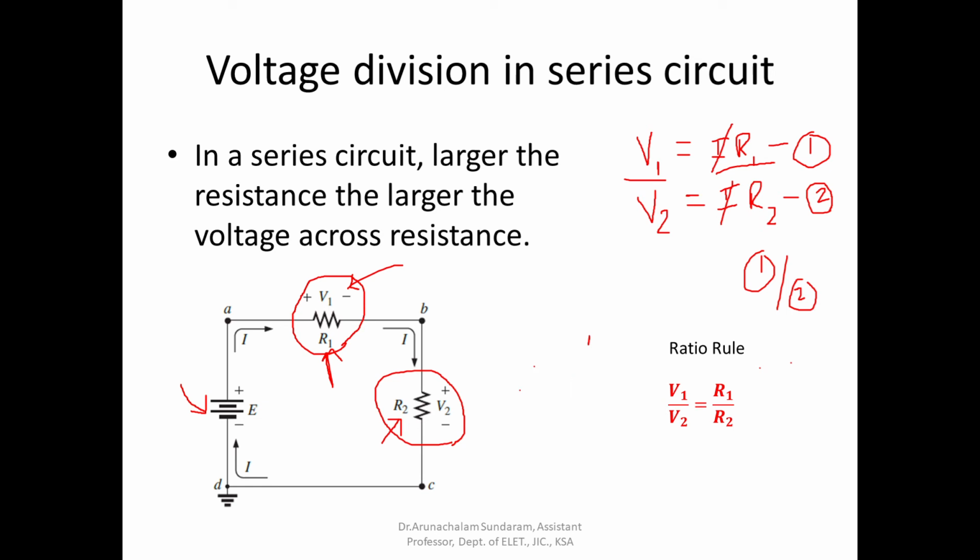So in a series circuit, what you understand is the larger the resistance, the larger the voltage across the resistance, or voltage is directly proportional to the resistance. So this is called the voltage division rule or ratio rule in a series circuit. Now why am I teaching this formula? All these Kirchhoff's voltage law and these formulas will help us to easily solve the question.